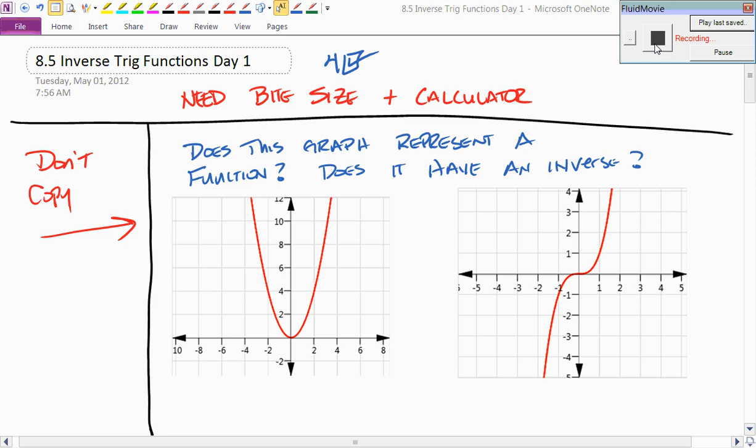Parabola. Okay, what's the equation? X squared. Very good. What would this one be? The backwards S graph. And what's the actual function? X cubed. Okay, on to the next question.